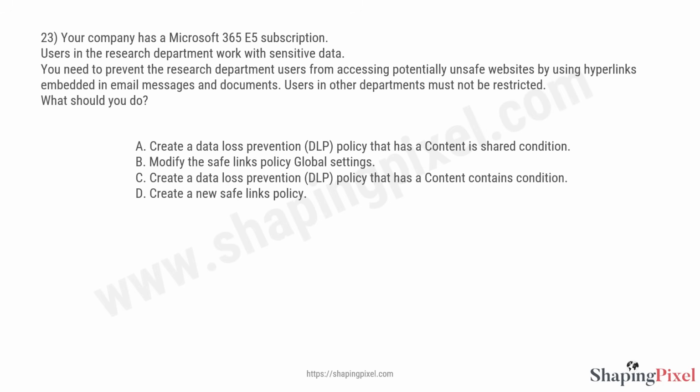And we have the following four options. Option A, create a data loss prevention DLP policy that has a content shared condition. Option B, modify the safe links policy global settings. Option C, create a data loss prevention DLP policy that has a content contains condition. Option D, create a new safe links policy. So the right answer here is option D, create a new safe links policy.